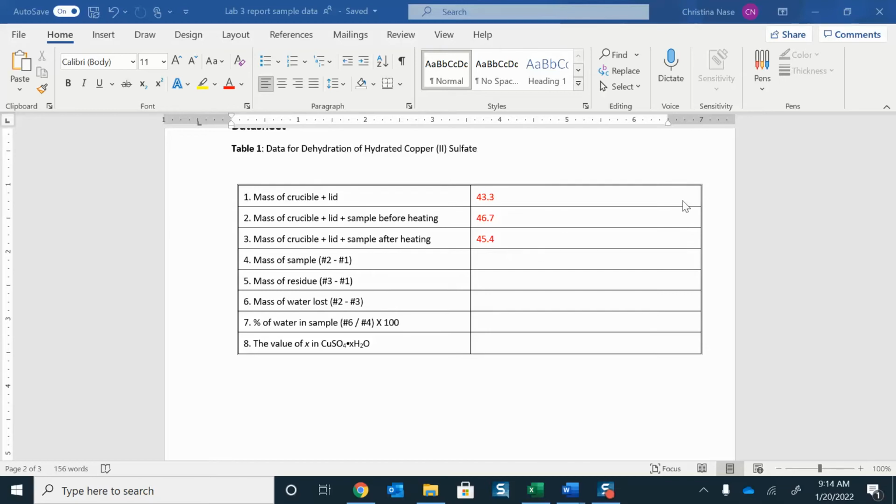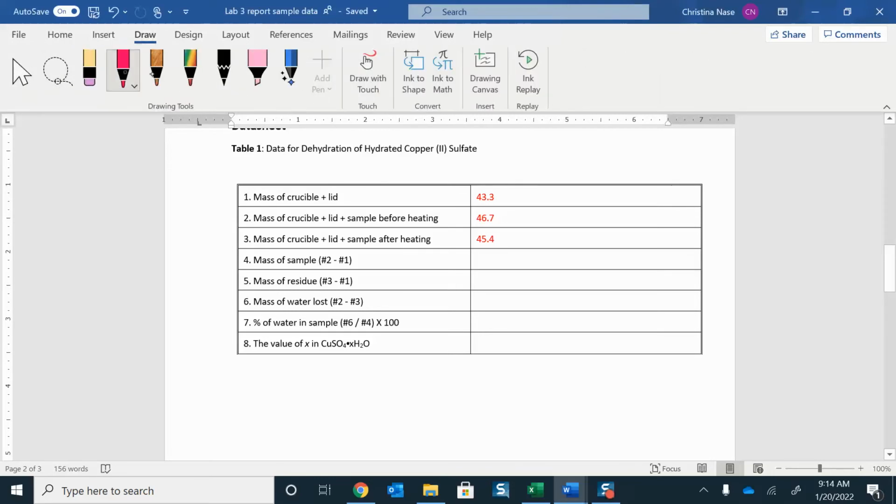If we want to find the mass of the sample, it tells you right here: line 2 minus line 1, line 3 minus line 1. So they give you all those things there, but what does this actually mean? The mass of the sample is just the copper 2 sulfate with the water, right? The sample is everything. It's the copper 2 sulfate with a certain amount of water. The residue is just the copper 2 sulfate. And then the water is just the water.